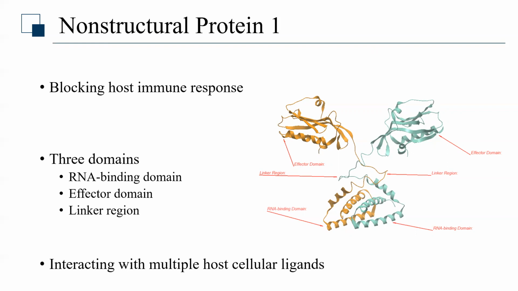The non-structural protein 1 monomer itself can constitutively form homodimers in the host cell to allow interaction with a wide range of host antiviral factors. That's mediated by a high affinity interaction between the two RNA binding domains.